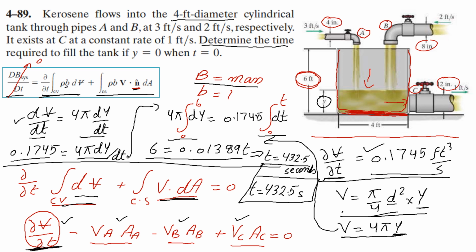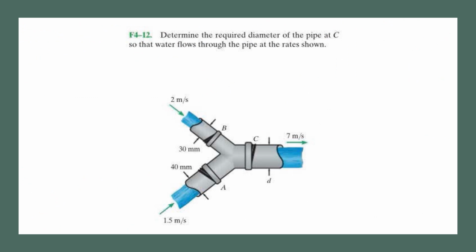And give you some work to do yourself. Here you can see a problem in which fluid is going in and fluid is going out from a single pipe and going in two pipes. So you are supposed to apply Reynolds transport theorem, and what we are going to do is determine the required diameter of pipe at C. You are going to find this diameter by applying Reynolds transport theorem to this situation.